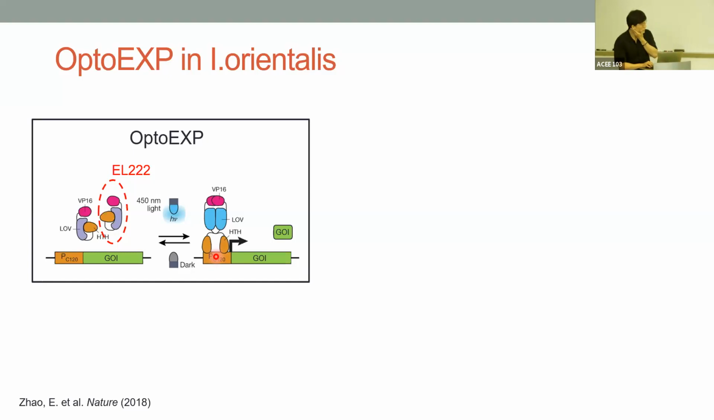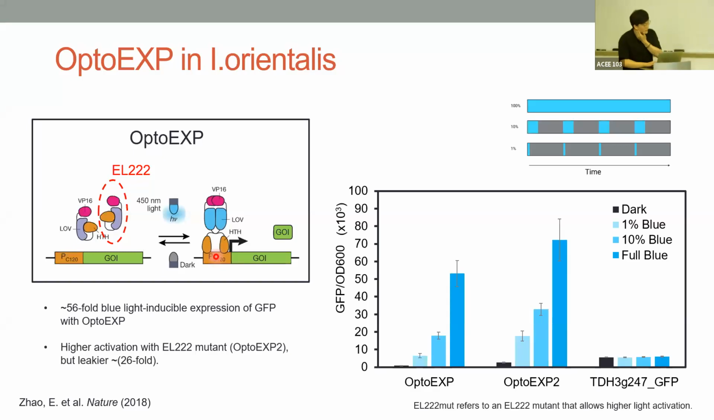So far, what I've done is put a GFP in just to see if this thing works in Issatchenkia orientalis. And remarkably, with this OptoEXP, in the dark, you don't see much expression of GFP, and with increasing doses of blue light, and this percentage, maybe it's kind of hard to see, but down here is 1%, meaning 1 second on and 99 seconds dark, and 10% meaning 10 seconds on and 90 seconds off, and 100% meaning full blue light throughout the entire process.